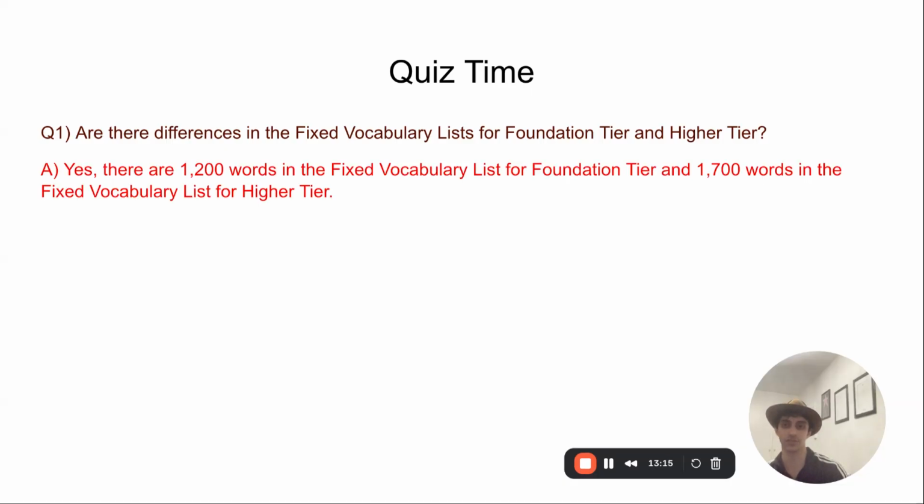Yes, there are 1,200 words available in the fixed vocabulary list for the foundation tier. You need to know all of those, or as many as you can, and 1,700 words in the fixed vocabulary list for higher tier. So there is a difference of 500 words. Definitely make use of those vocabulary lists. It's unlikely that there will be words, or significant numbers of words, outside of those lists that appear in the papers. So definitely use that to your benefit.